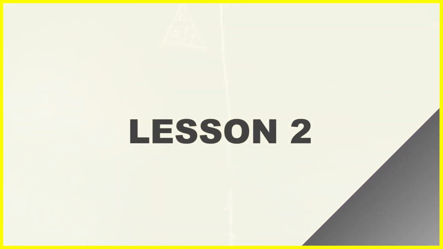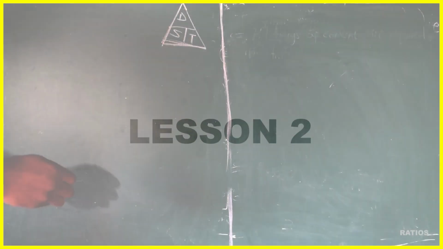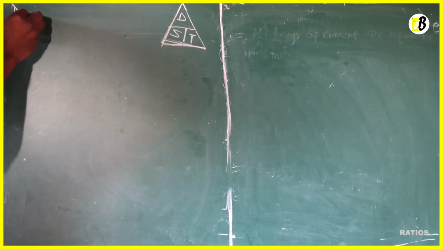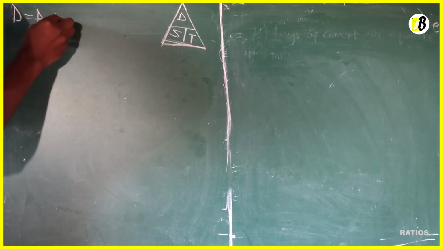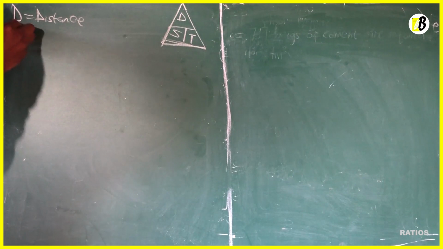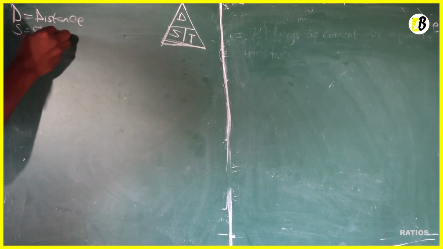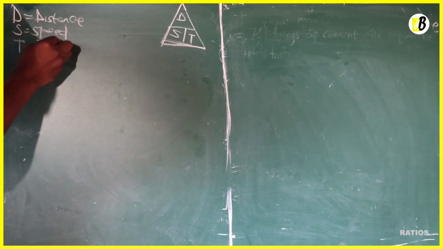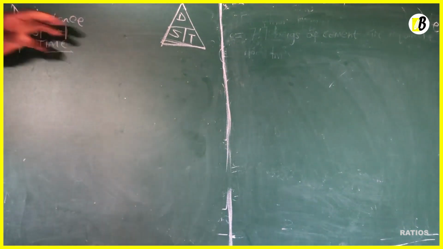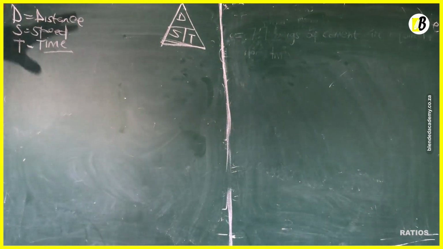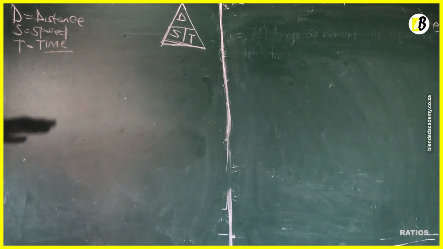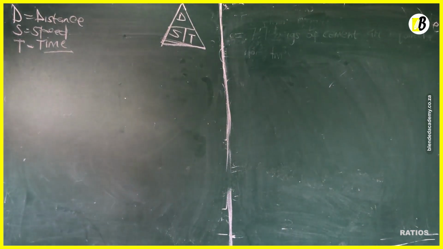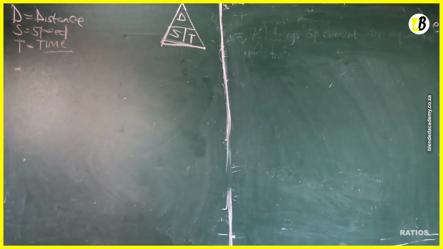Hello guys, welcome again. Remember we are talking about distance, speed and time. So I'm just gonna express this so that you understand. This one is the distance, and then speed, and then this one represents time. So let's take a look at this triangle. This triangle represents formulas that are used when calculating either speed, time or distance. Let's break it down.